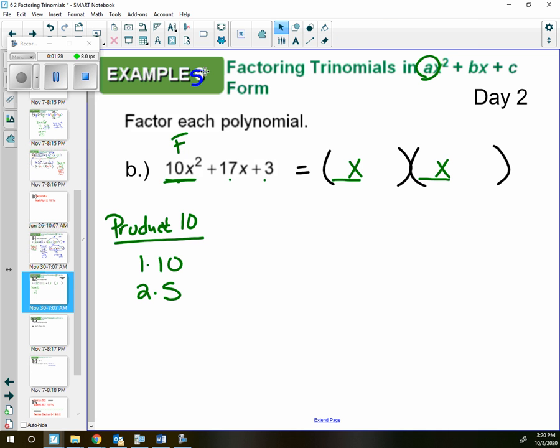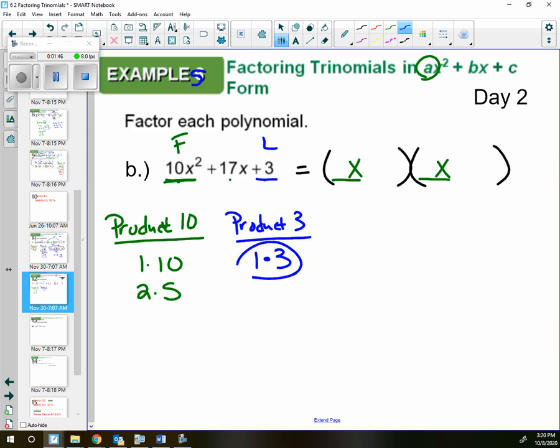All right, now the last is the 3. So thank goodness, we love 3. It's a prime number. Do you know what I mean when I say a prime number? Well, prime numbers are things that only have two factors. So there's only one thing that can multiply to get you 3, and that's 1 times 3. We love prime numbers, so we know it's going to have to be that pair.